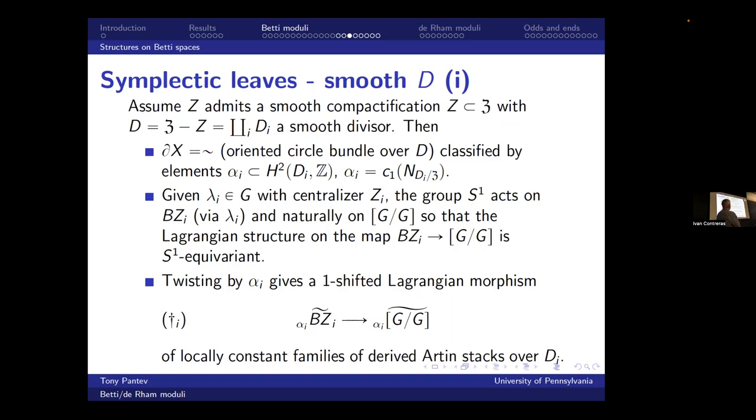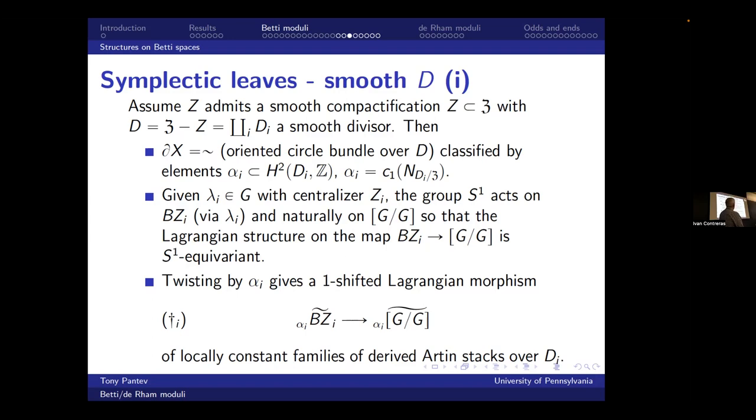Let's look at the simplest case where we can actually find a compactification of Z where the boundary is a smooth divisor, maybe disconnected, but smooth. So it has maybe several components, but each component is smooth and doesn't meet anything else. Then this ideal boundary that I was talking about, the constant pro homotopy type boundary, in this case it's just the manifold which is the boundary of a circle bundle around each of those divisors, a disk bundle around each of those divisors. So it's a circle bundle on the divisor. It's the circle bundle which is classified by the first Chern class of the normal bundle of the divisor.